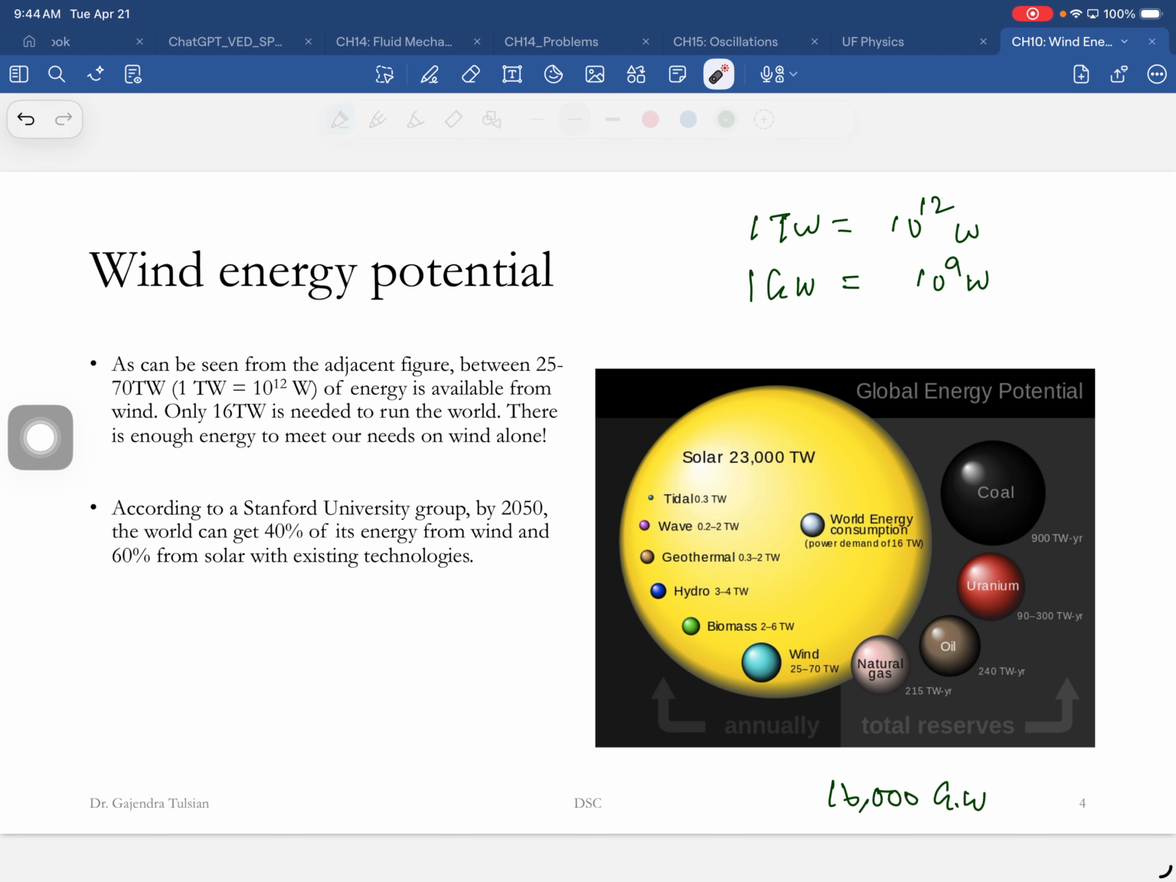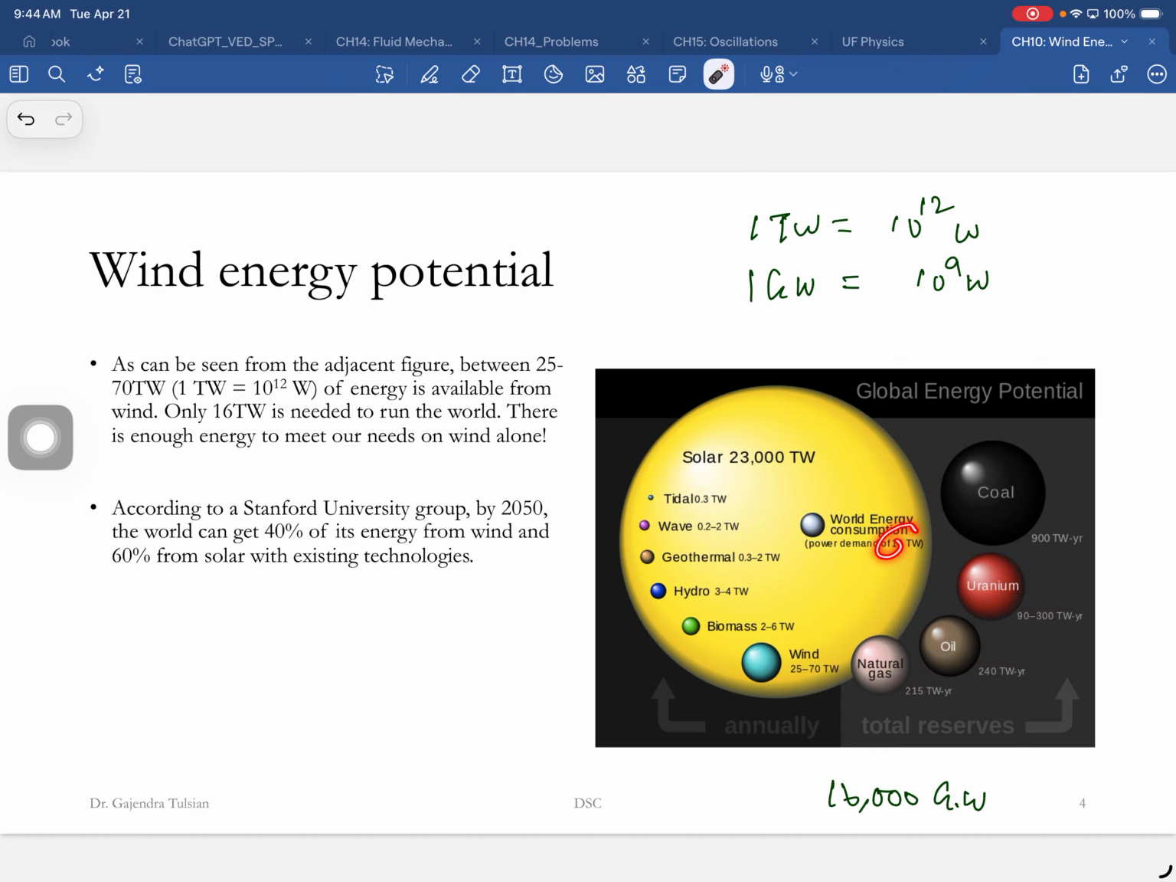And you see, you could run the world just on wind. So there is enough wind energy to just run the world on wind. And wind and solar are the cheapest sources of energy production. So wind is going to play a big role in our energy mix in the future.